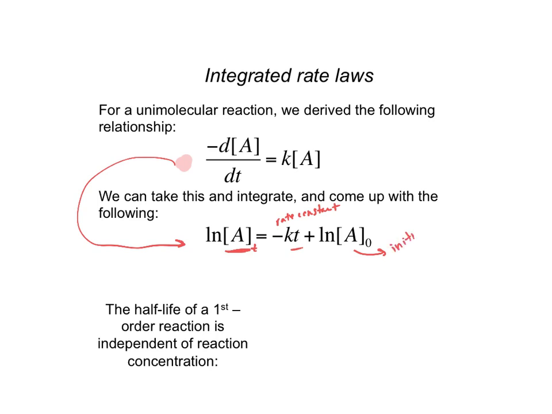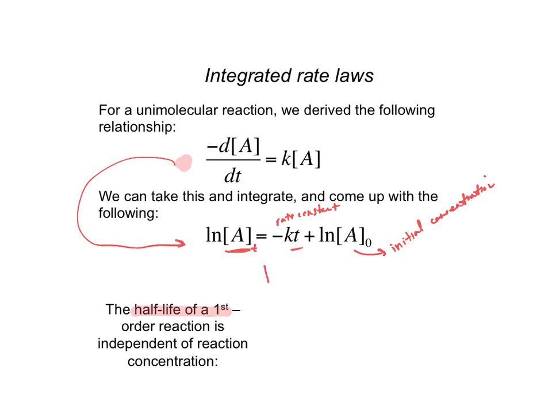Initial concentration, okay? So if you know the initial concentration, you know what time you're looking at, you know the rate constant of the reaction, you could determine the concentration of your reacting species via the integrated rate law, okay? One other thing to note that we're going to define is something called the half-life, okay? So half-life is defined as the time it takes for the concentration to get to 1/2 the initial concentration, okay?